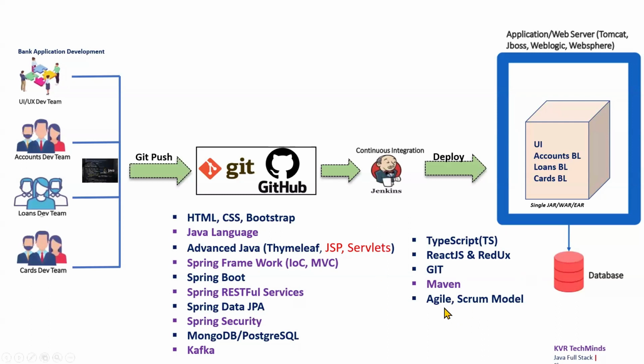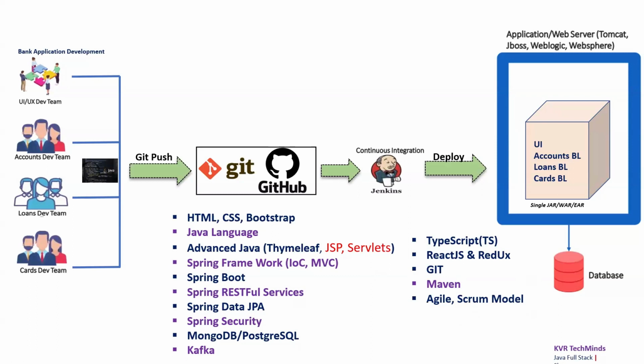You have one more item called the Agile Scrum model. This is a process actually. If you go to any project, 100% of people will use Agile and Scrum. Without Agile and Scrum, your project will be incomplete.